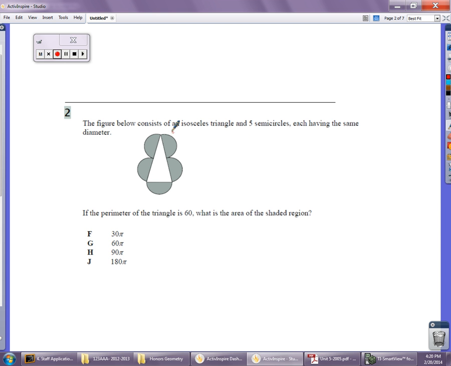This one has 5 semicircles, each having the same diameter. So the perimeter of the triangle is 60. We could call each of these X. So that would mean you could see that this is the same distance all the way around. So 5 times X would equal 60, which means that each X is 12. So each one of these semicircles has a diameter of 12, which means the radius of each one is 6.